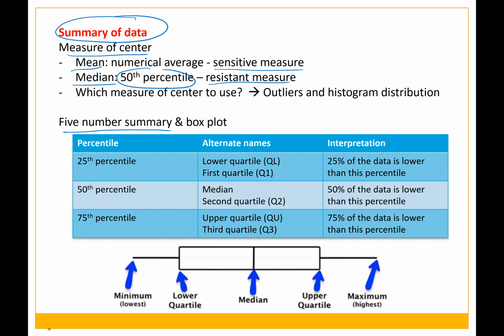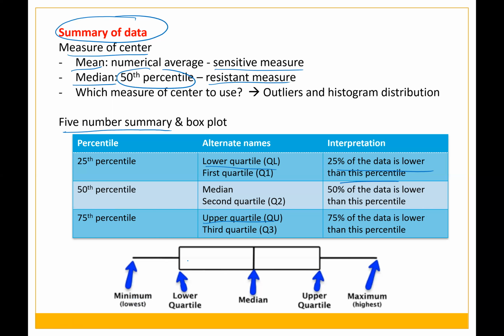We also have things called the lower quartile and upper quartile. It's basically the value that stands at the 25% of the population. So 25% of the population is smaller than this value. And similarly for the upper quartile, or 75%. So this is the meaning of that, and this is what we call the box plot.